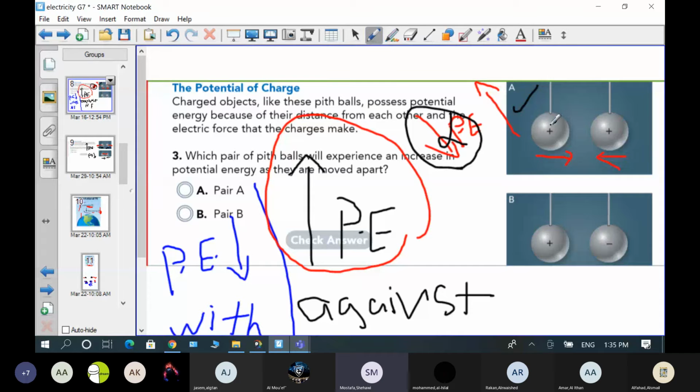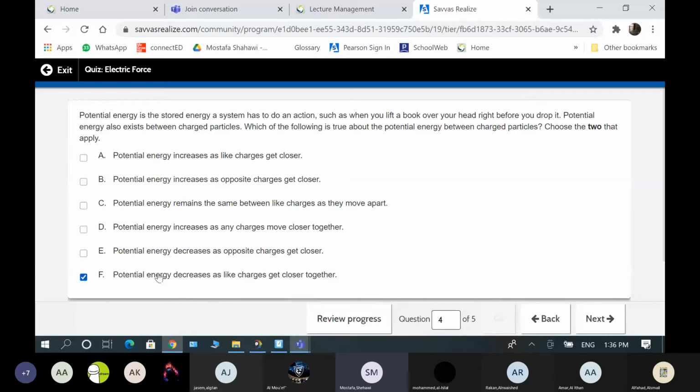So if you put more energy into the system, this means potential energy would increase. Would increase. The choice that you picked here is not increase but decrease, so this one's wrong. D, mister.